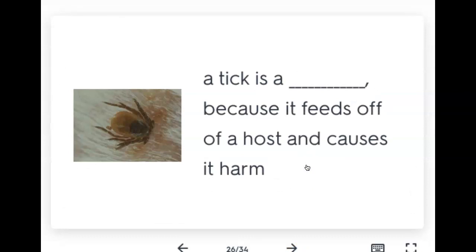Ticks are an example of parasites because they are going to feed off of the host, and so the tick will benefit by getting blood, by getting that nutrition, and that also is going to cause harm to the host.